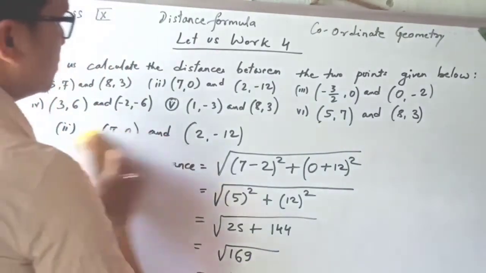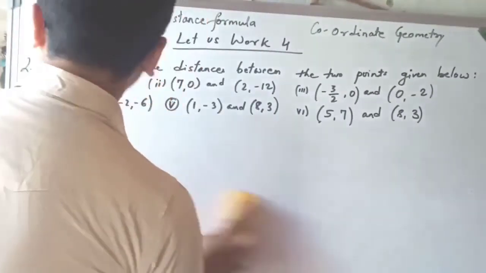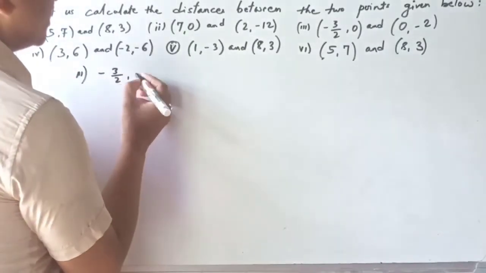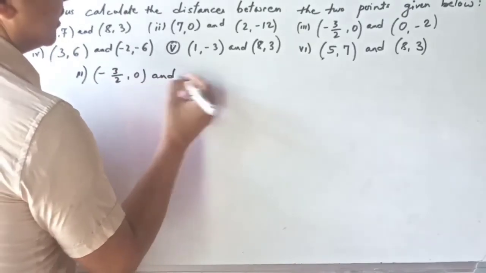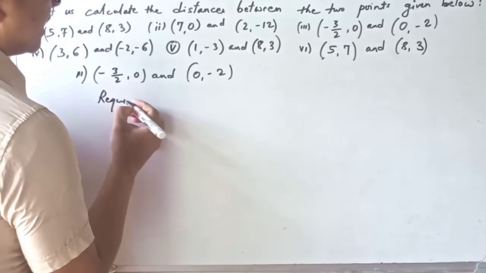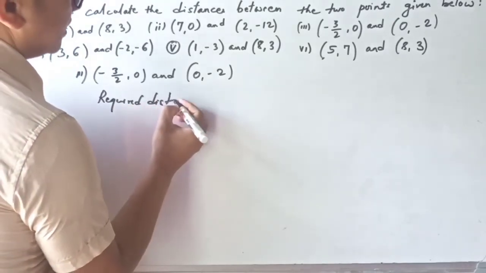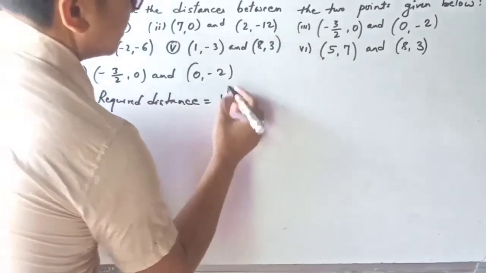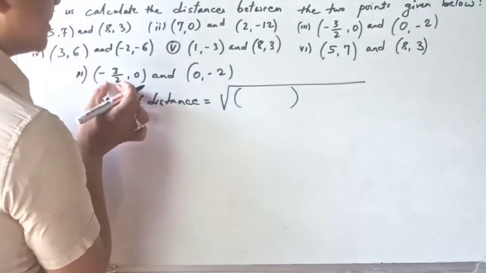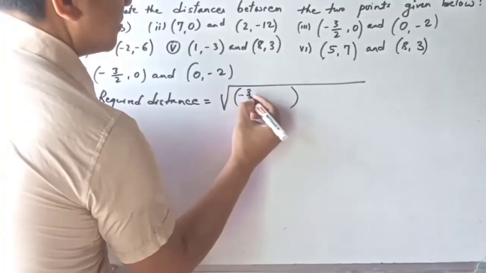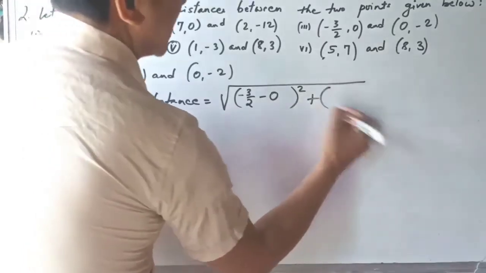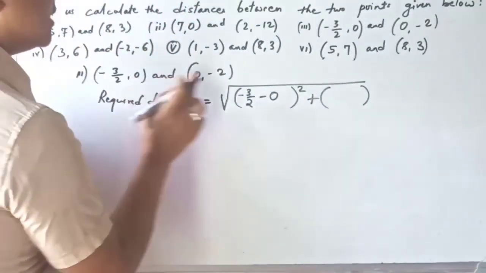Now we are going to do our third question, and the number 3 question is (minus 3 upon 2, 0) and (0, minus 2). First of all, we have to write the required distance equals the square root, and inside the square root we have to subtract the two numbers, that is minus 3 upon 2 and 0. Minus 3 upon 2 minus 0. We have to subtract these two numbers, and we have to write plus, and in the second step we have to subtract 0 and minus 2.